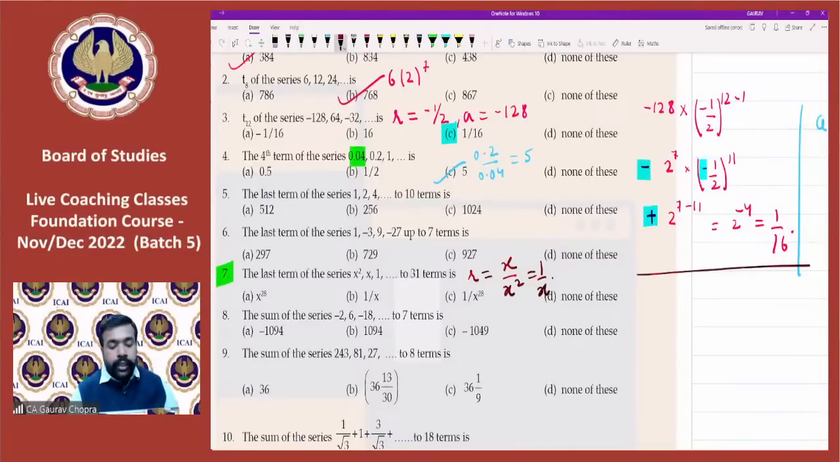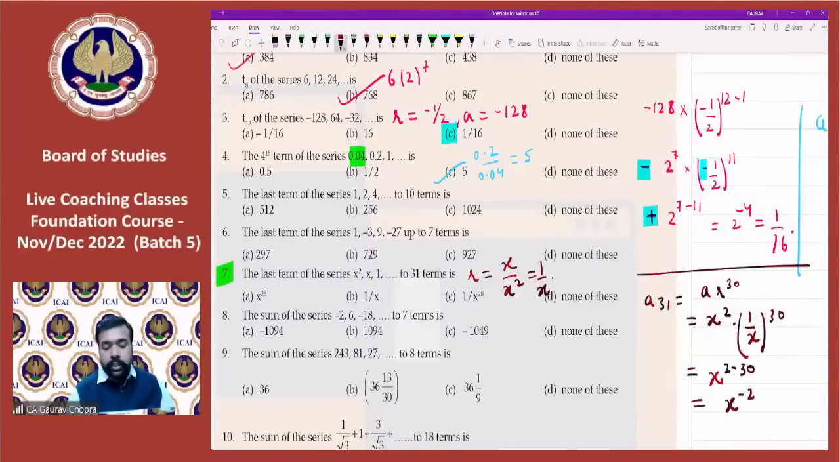So in order to calculate A31, what do we have to do? A r to the power of 30. What is A? x squared. And what is r? 1 by x to the power of 30. So how much is left? x to the power of minus 28. Which one? Option number C. Option number C is correct.